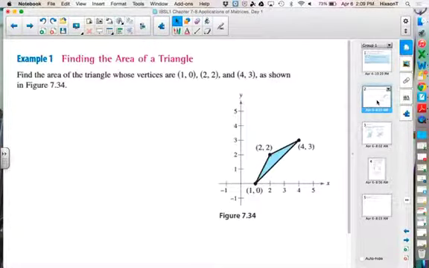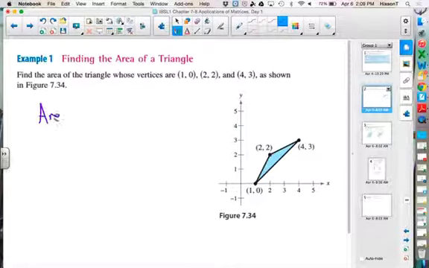So let's actually use it. We have the area equal to plus or minus 1/2, and then we need to find the determinant of the matrix. So notice the points that we're given. We're given the points (1, 0), (2, 2), and (4, 3).